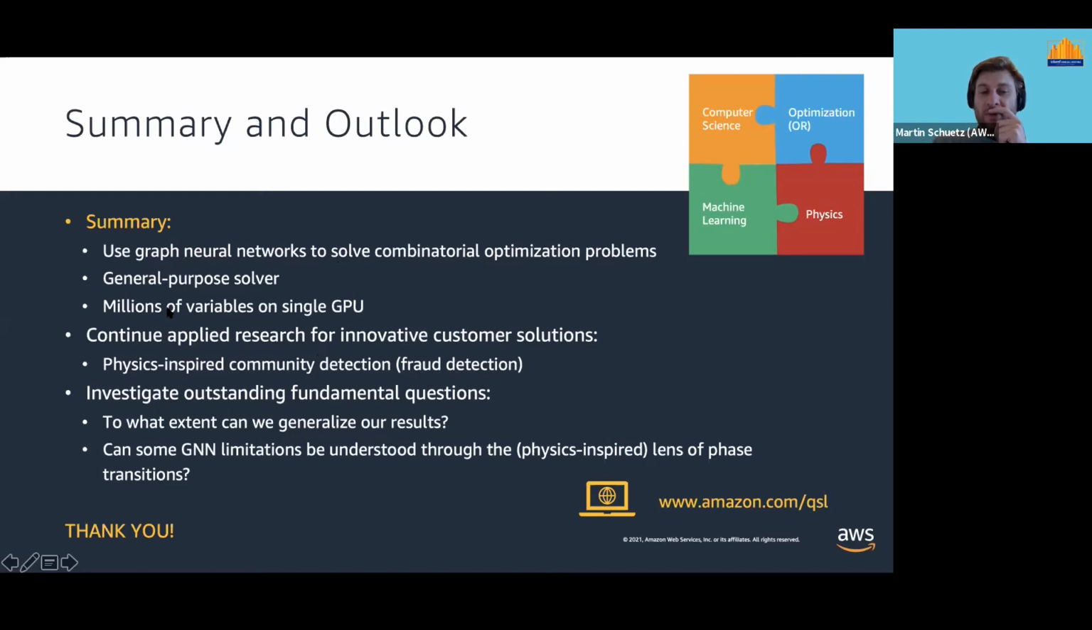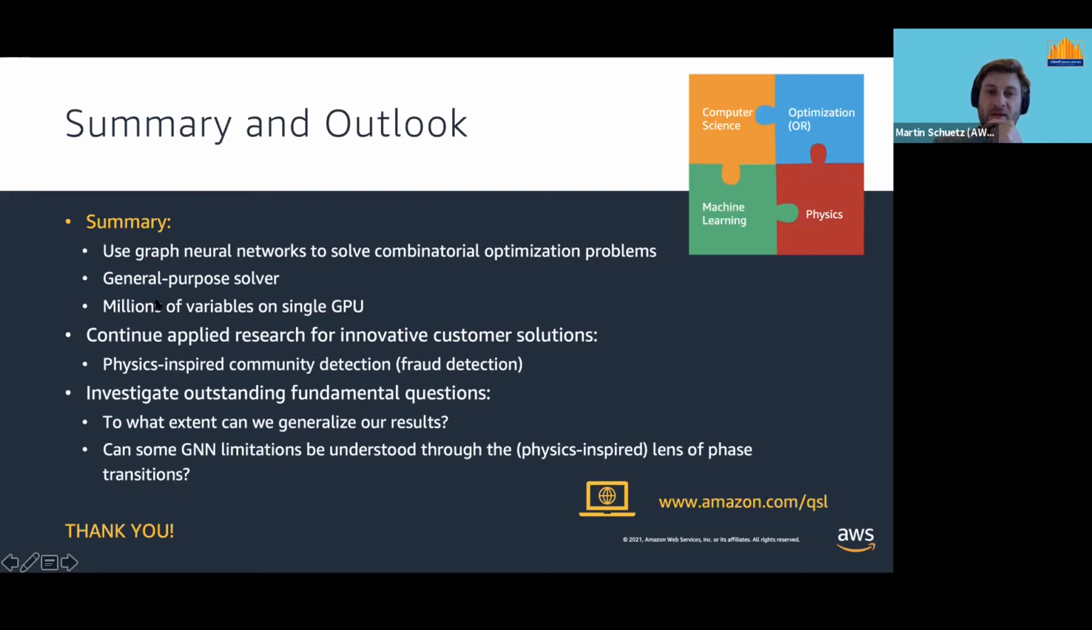It is a general purpose solver, and it appears to be very performant and very scalable because we can solve problems with millions of variables on a single machine, and we have ideas how to actually extend it to hundreds of millions once we go to distributed training.